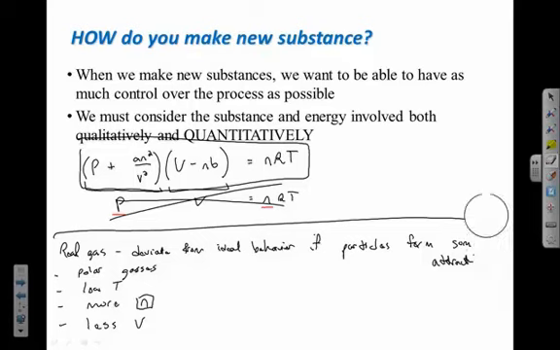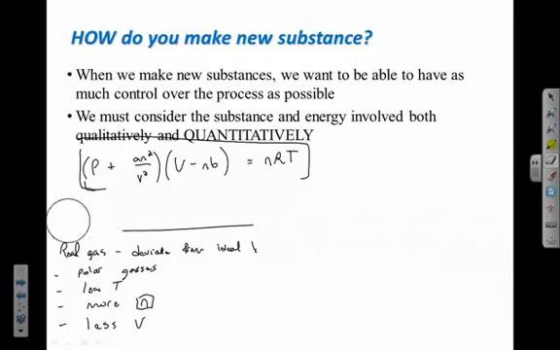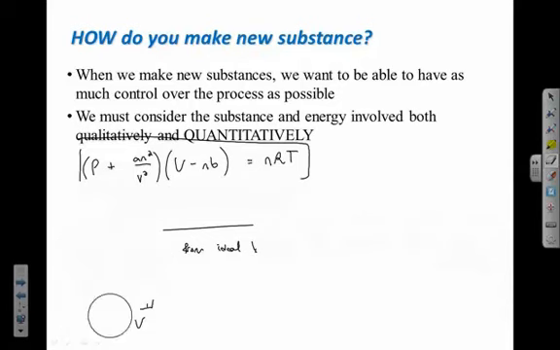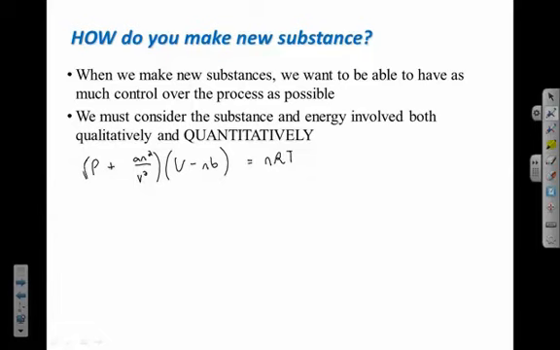So to make your lives as easy as possible, which you know I'm dedicated to, I will make a pledge to you now that if I'm asking you to use the van der Waals equation, the only variable I would ask you to use it to solve would be temperature.